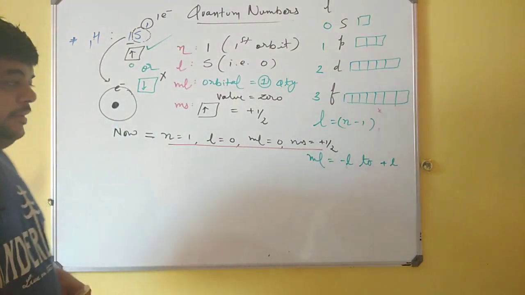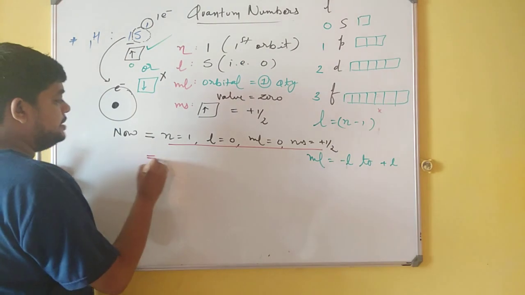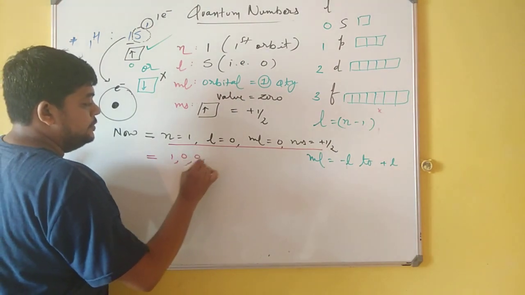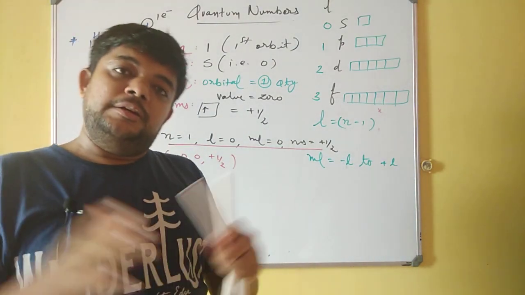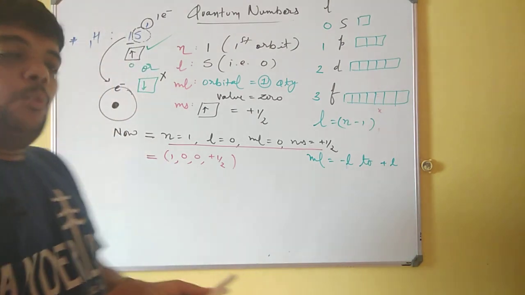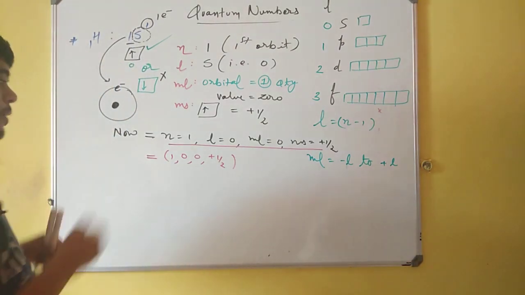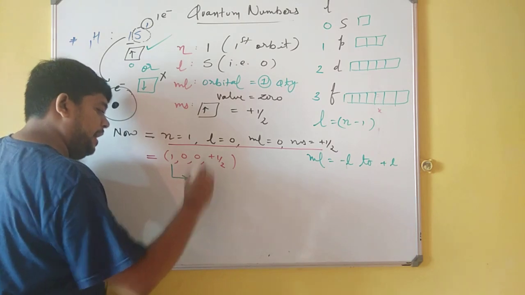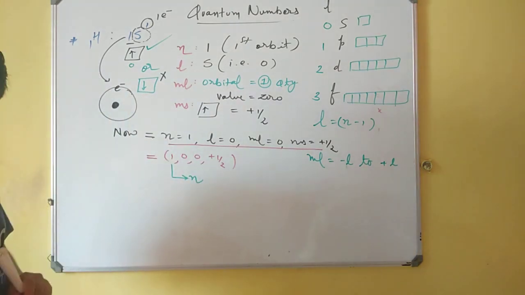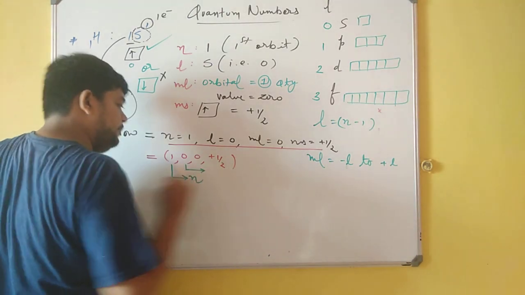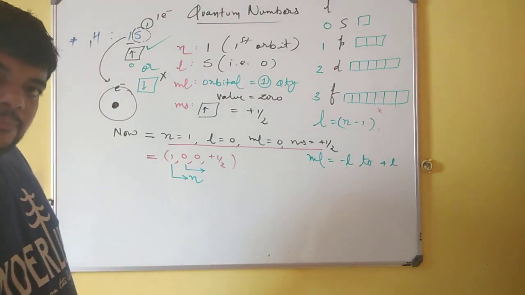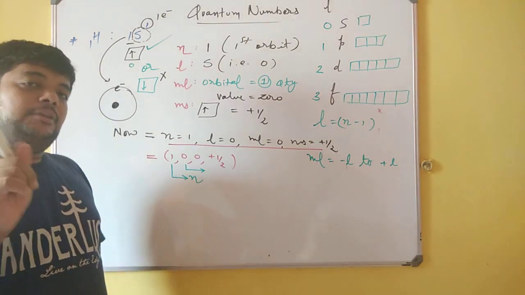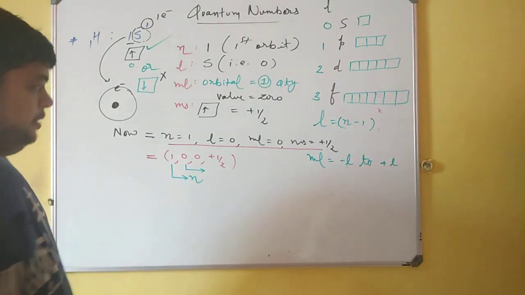So sometimes even if you do not write all these things and just write 1, 0, 0 and plus 1/2, a person, whether a teacher or a student who is quite aware of the subject, will always consider this as n, that is principal quantum number, and a reference to orbit, 0, that is angular momentum quantum number, and reference to suborbit. Nevertheless, it helps in determining the shape of an orbital.